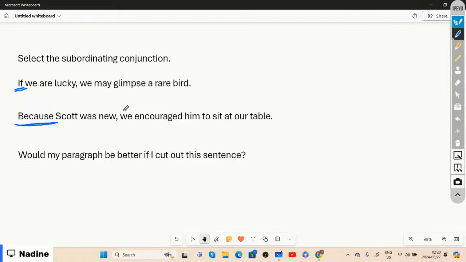All right, the next one says, would my paragraph be better if I cut out this sentence? So we need to identify a subordinating conjunction in, would my paragraph be better if I cut out this sentence?